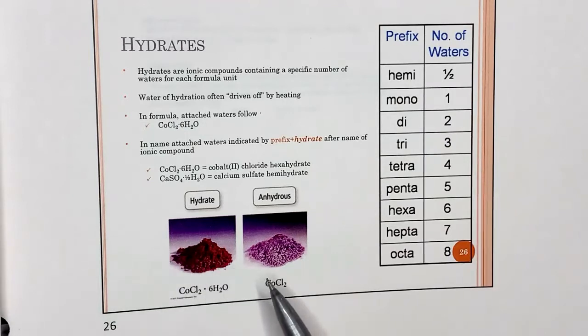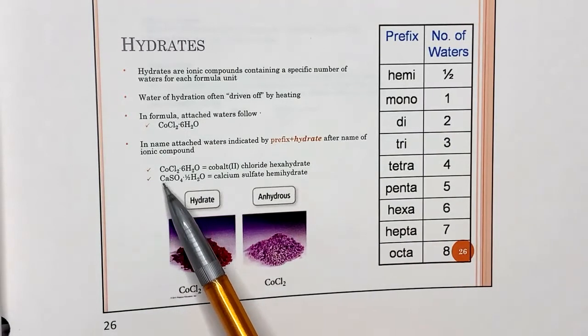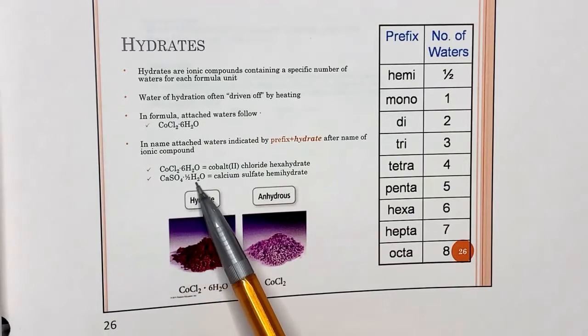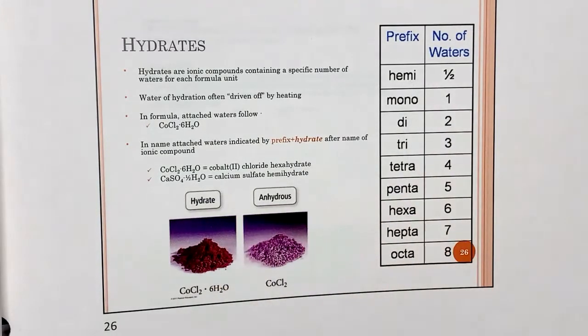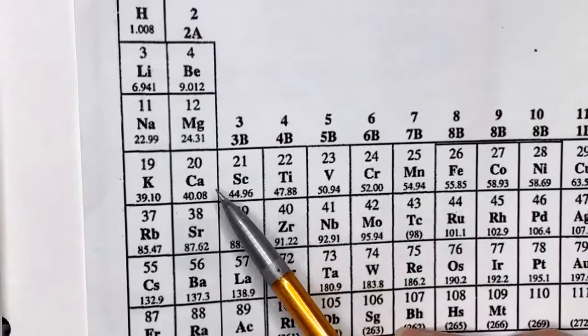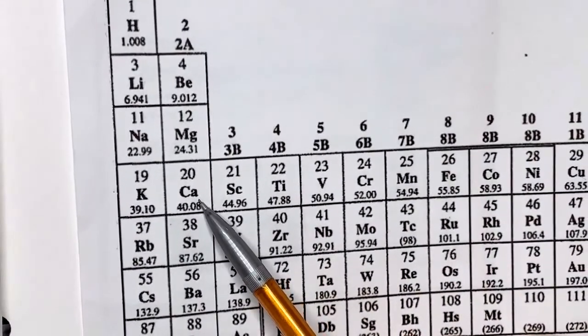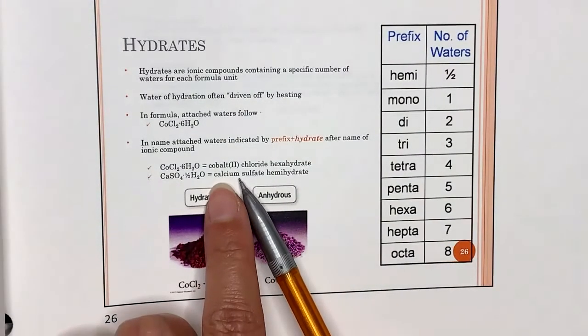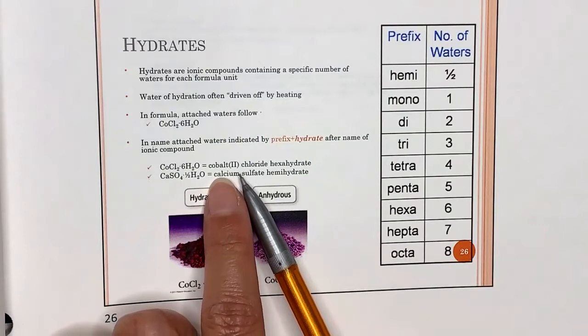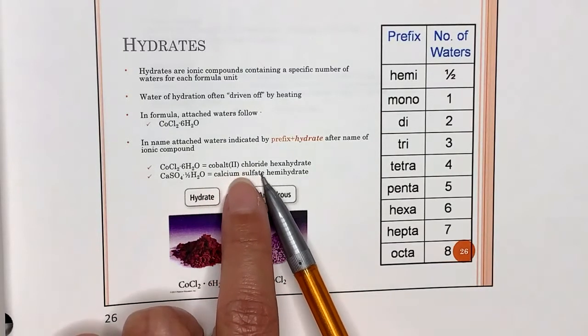And then in this case, if you have CaSO4 with half a water, half is hemi, okay? So you have hemihydrate there. Calcium is what group? Calcium is group 2, so calcium is a +2 charge. It doesn't vary, it's not variable, so you don't have to write your Roman numeral next to calcium. Just say calcium sulfate.